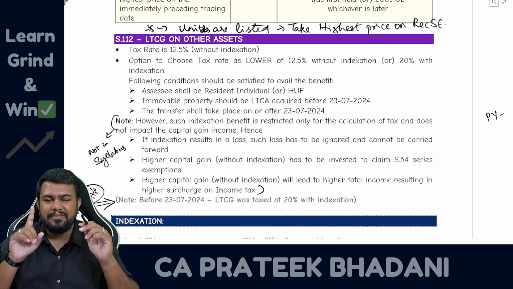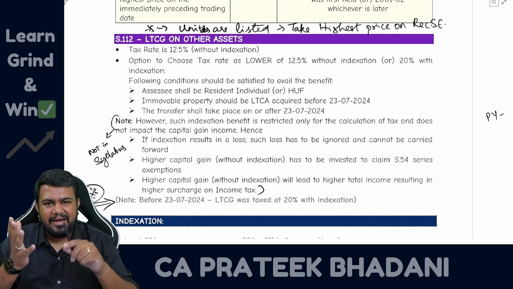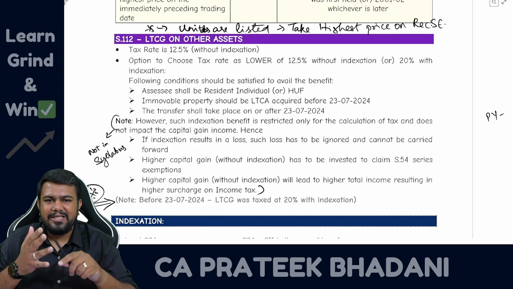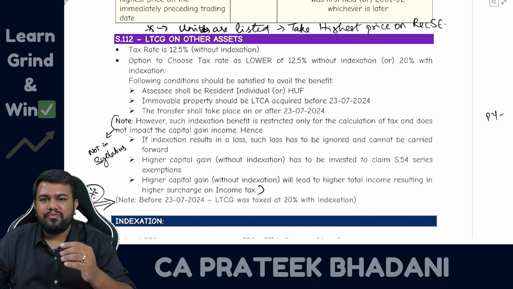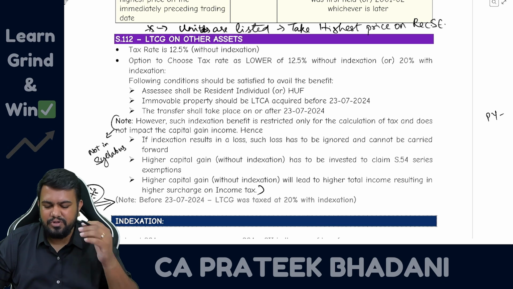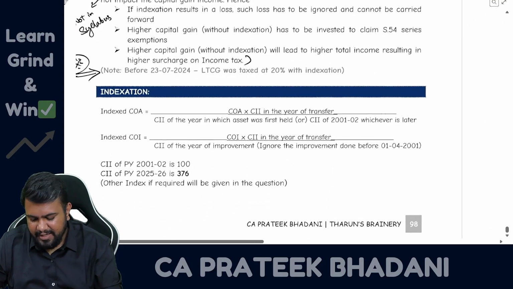There is one question in the study material which is a comprehensive question. It is covering advance money forfeited also, all these provisions also, that is for old tax also, new tax also. Definitely solve that question. It will be helpful for your examination to conceptually understand. So this is the provision. And indexation, I already told you.